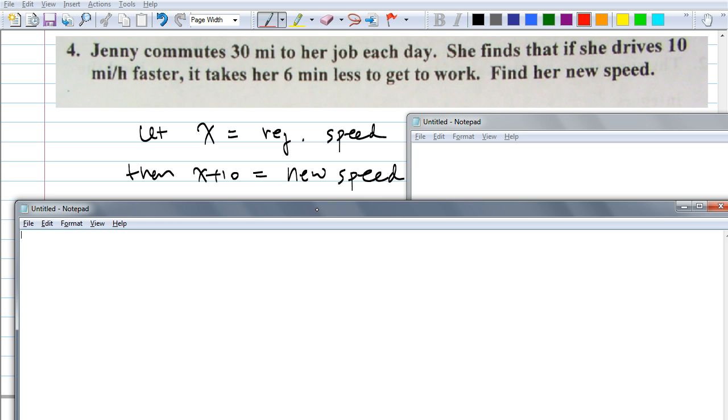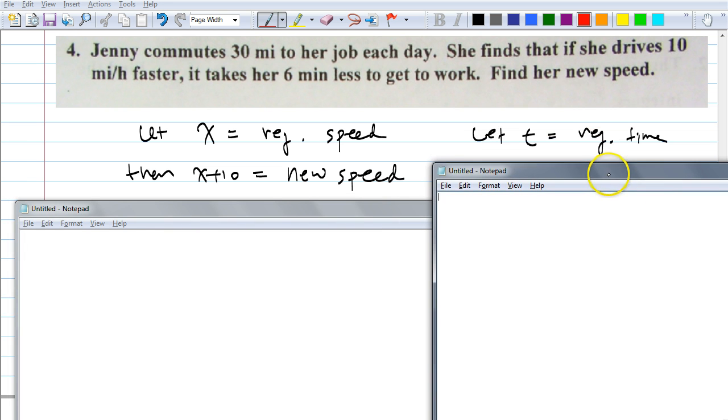But time we don't know. So let t be the regular time that it takes her to get to work. Then what's our new time? Raise your hand if you think you know. Is it t minus 6? No. Isn't it less? It says 6 minutes less. Is it 6 plus t? No, it says it takes her less time. Is it 6 minus t? No. T minus 6?